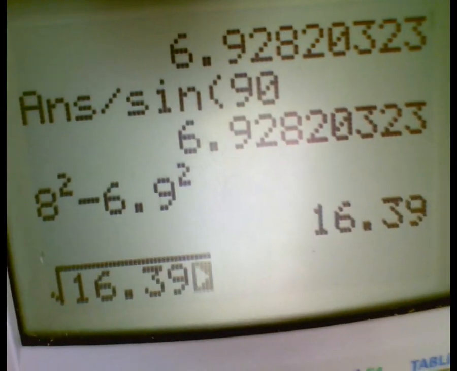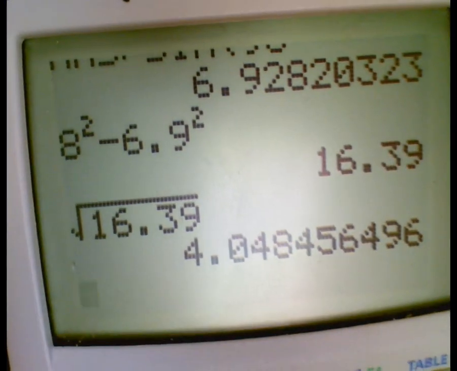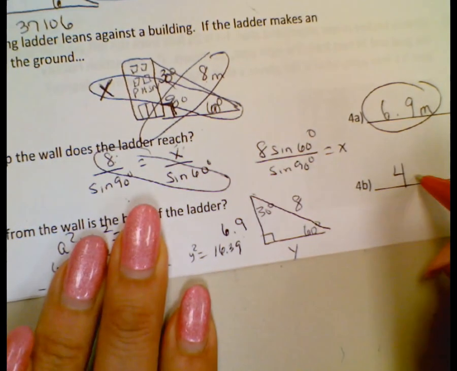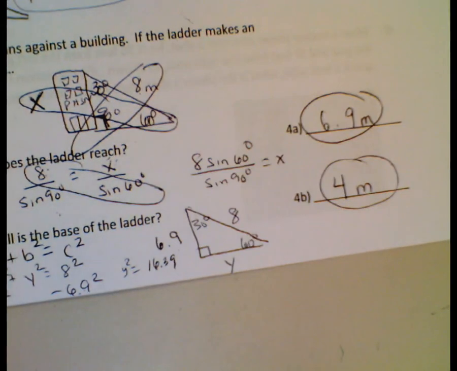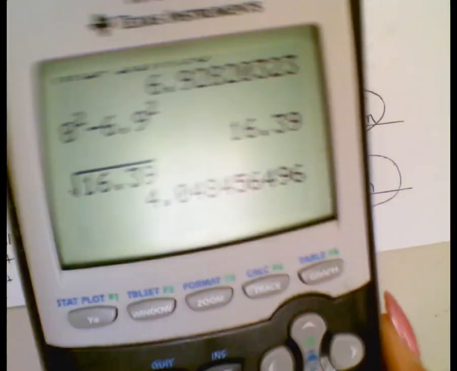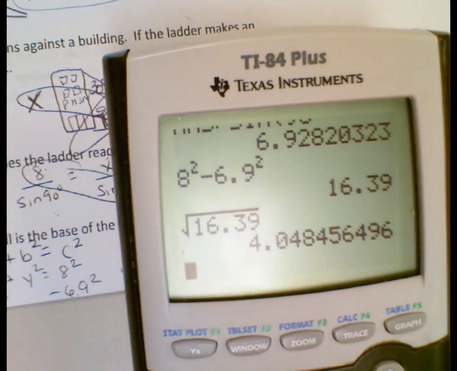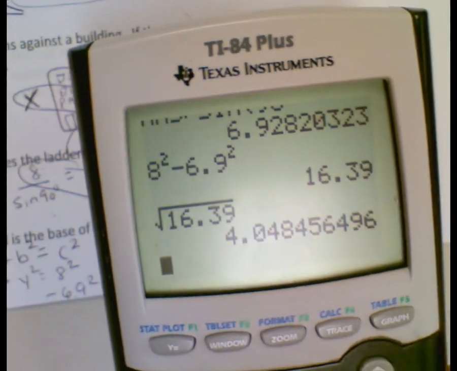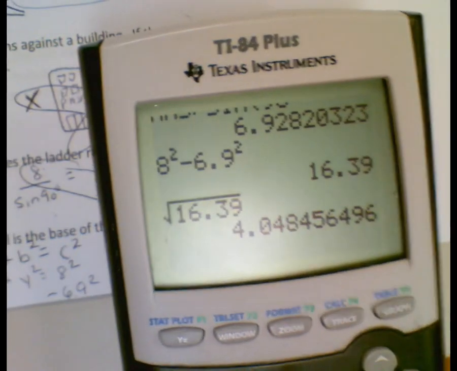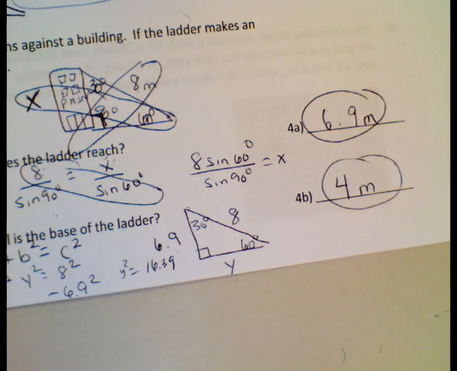So square root that. 4 point, it looks like just 4. Y is 4 meters. I did 8 squared minus 6.9 squared. So which one did you want me to do on that one?